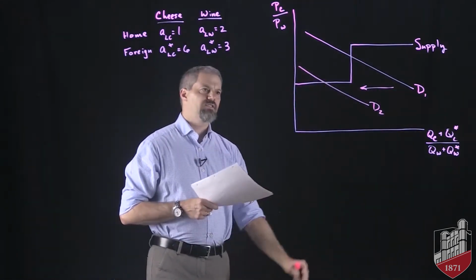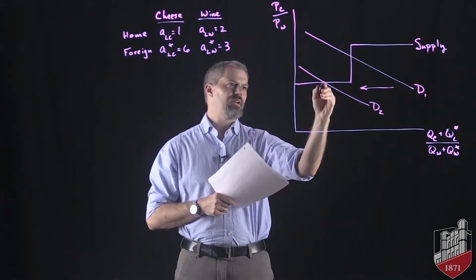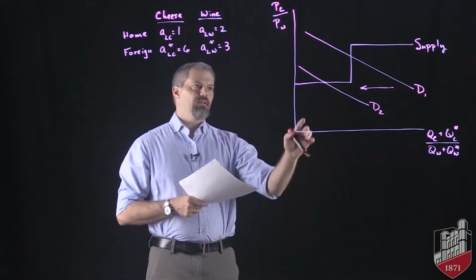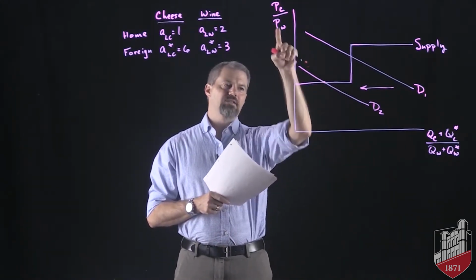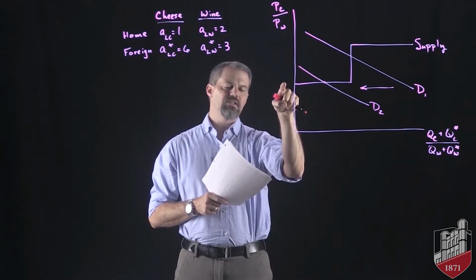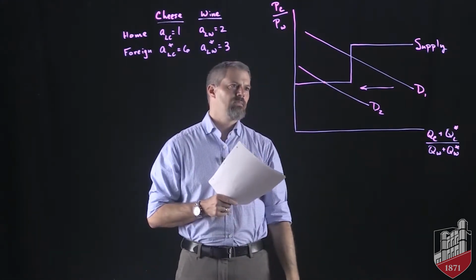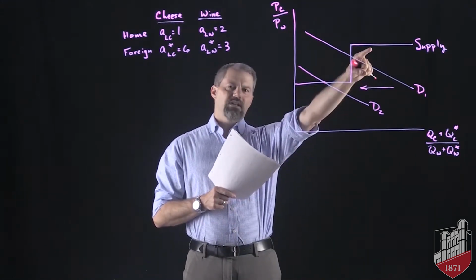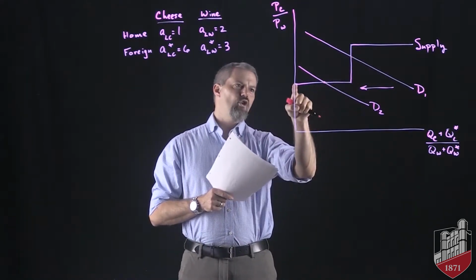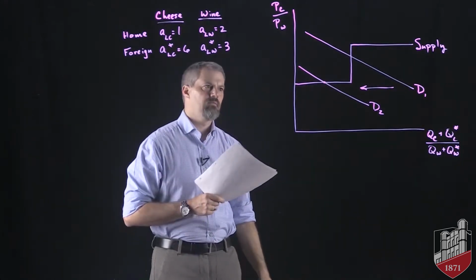And now our intersection doesn't take place over here in this vertical segment, it takes place right here. In that case, the relative price of cheese would be equal to the slope of the production possibilities frontier for home, which would be this number right there. Foreign is going to specialize in the good for which they have the comparative advantage, but now home is going to produce some cheese and some wine.